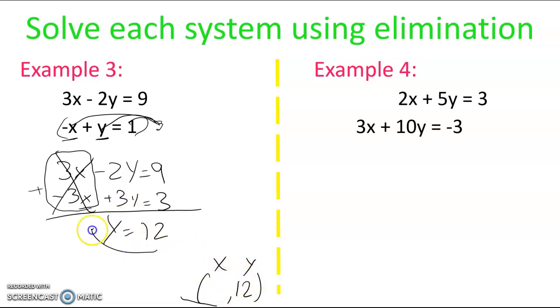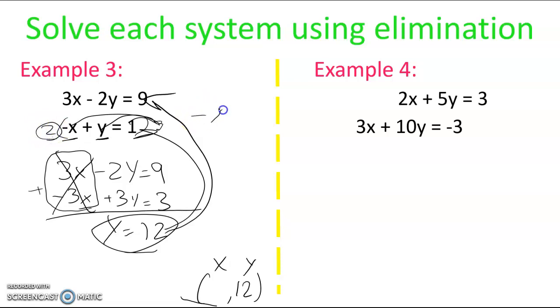I'm going to take that y is equal to 12. We can plug it back into any of the equations we want to. Again, I just recommend using the equation that looks easier for you. I'm going to say let's use this second equation here. So I'm going to plug in a 12 for y. So it's going to be negative x plus 12, which is y, is equal to 1.